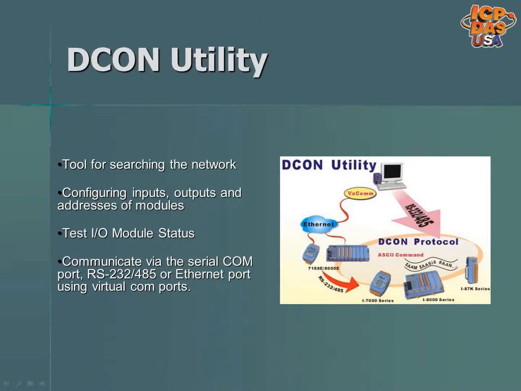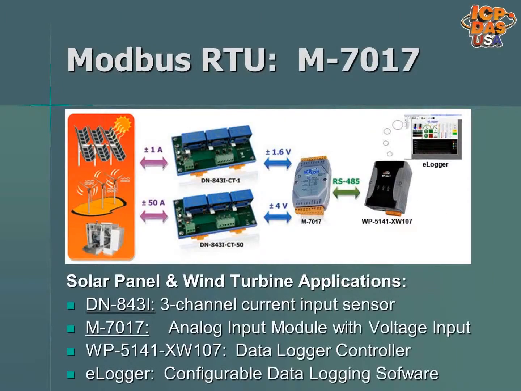Our Modbus RTU-based equipment is set up on a computer with DCON Utility, a software utility which allows you to search the network, configure addresses and I/O types, baud rates, parity bit, checksum, and to test the input and output status. DCON Utility can communicate with Modbus RTU-based equipment through a COM port or virtual COM port that is set up with an Ethernet to serial converter.